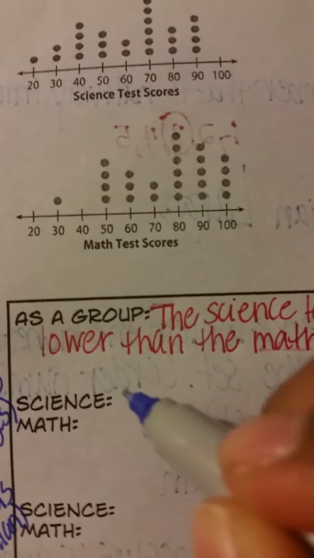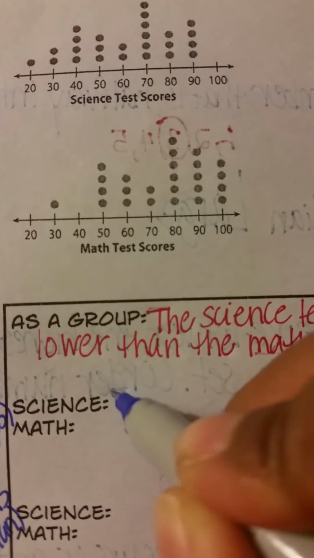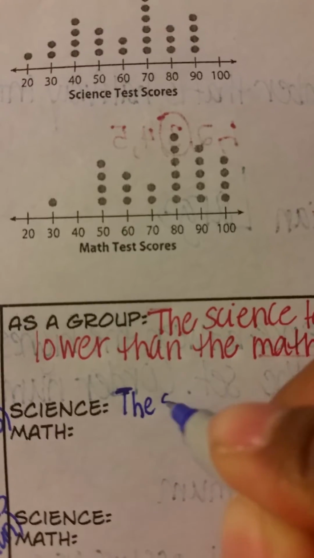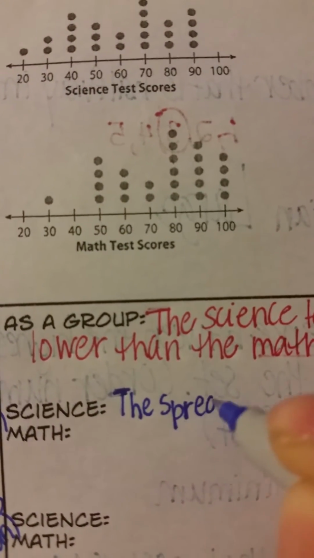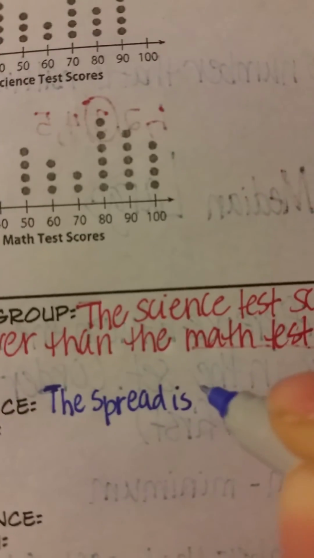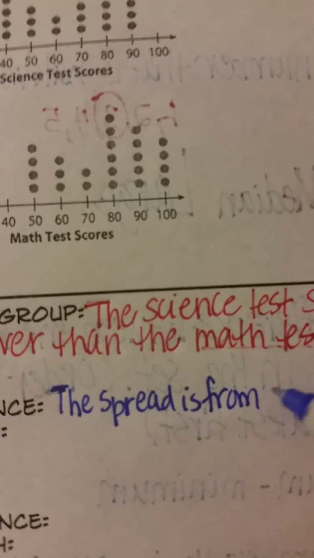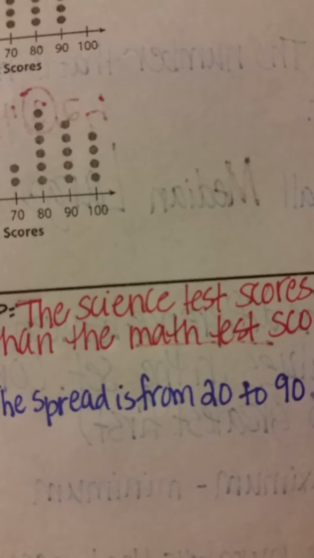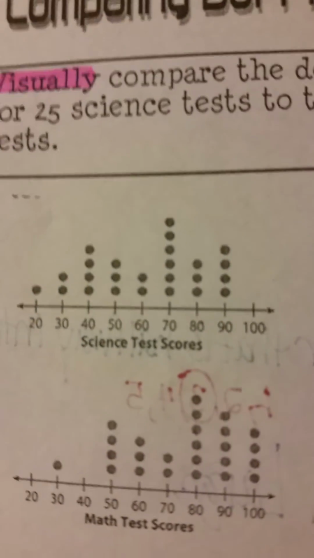So how we're going to write the spread is from 20 to 90. So that's how spread out they are. They're spread out from 20 to 90.